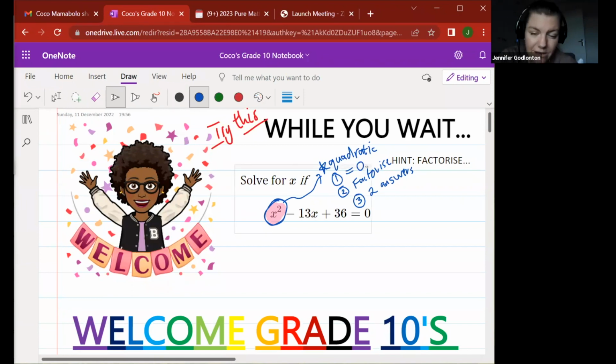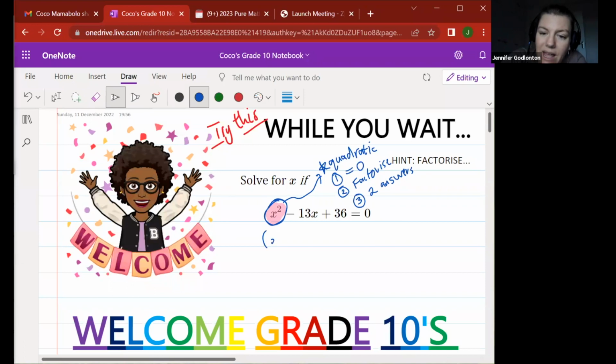So if we're having a look at this, we've got x squared minus 13x plus 36 equals 0. It's already equal to 0, so our first step is done. Now we need to factorize. How do we factorize x squared minus 13x plus 36? How would I factorize that? What type of thing is that to factorize? Good, so trinomial. Excellent. What are the factors of 36 that we're going to care about? What factor pair of 36 is going to give us 13? Good, 4 and 9. Excellent.